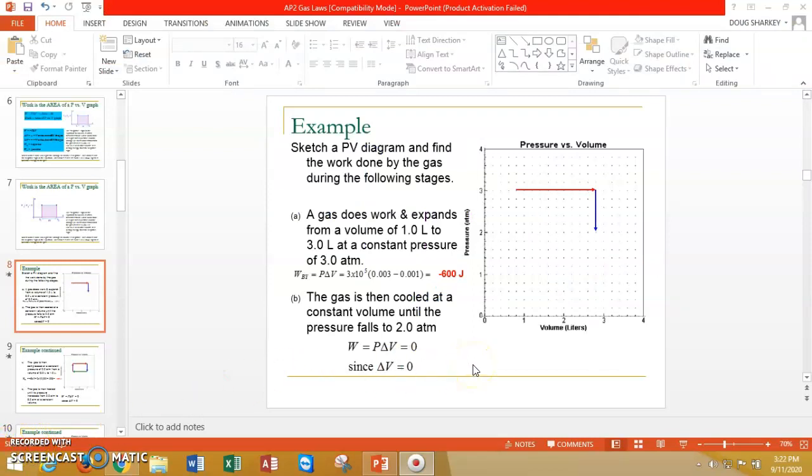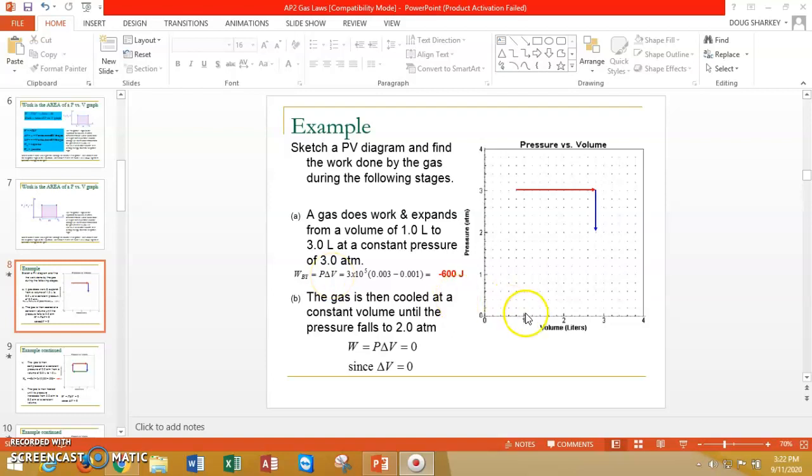So here's an example of a problem. The gas does work and expands, so it starts here. We'll call that state 1, and it goes to state 2 right there. The gas does work and expands from a volume of 1 to 3. Pressure stays constant. And they're using atmospheres here. Usually you don't see that. Well, you can. You can see that, or you can see pascals. It all depends on the problem. So how much work is done from here to there? Well, work is equal to PΔV.